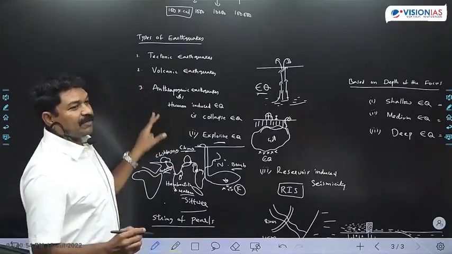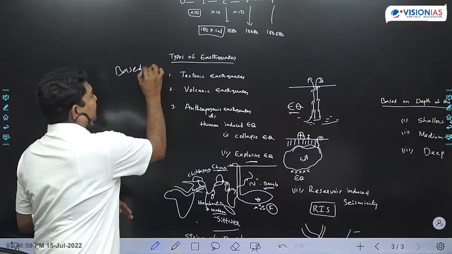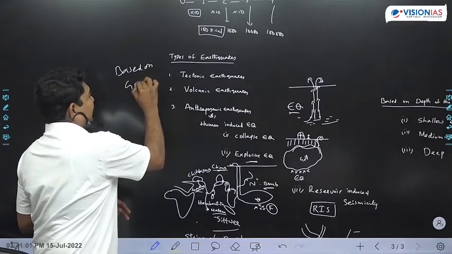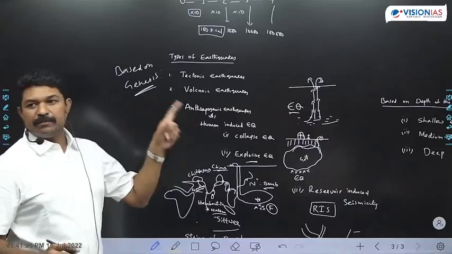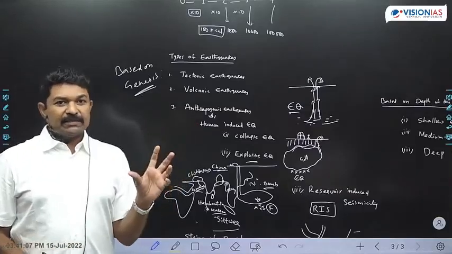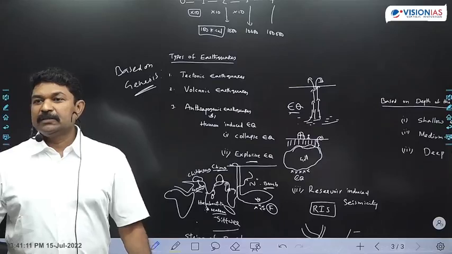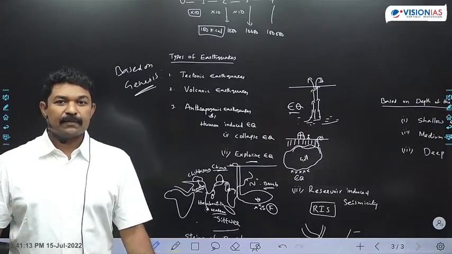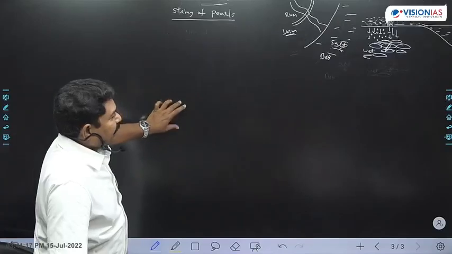The classification of the earthquake can be done based on genesis. What do you mean by genesis? The origin. Based on genesis, nothing but origin. Another one is based on depth. These are the two classifications. Then move to the next heading. What is the next heading?